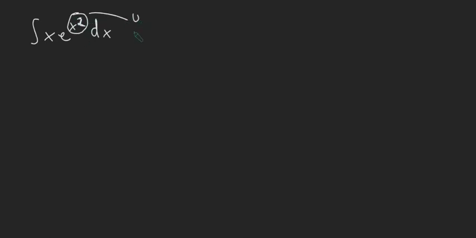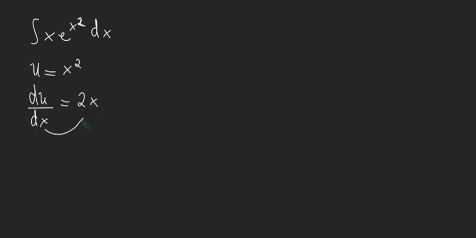to call this here u. You make a u substitution and you call u equals x squared. Doing this, when you differentiate u with respect to x, you get the derivative of x squared with respect to x, which is 2x. Now passing dx to the other side, you get that du equals 2x dx.